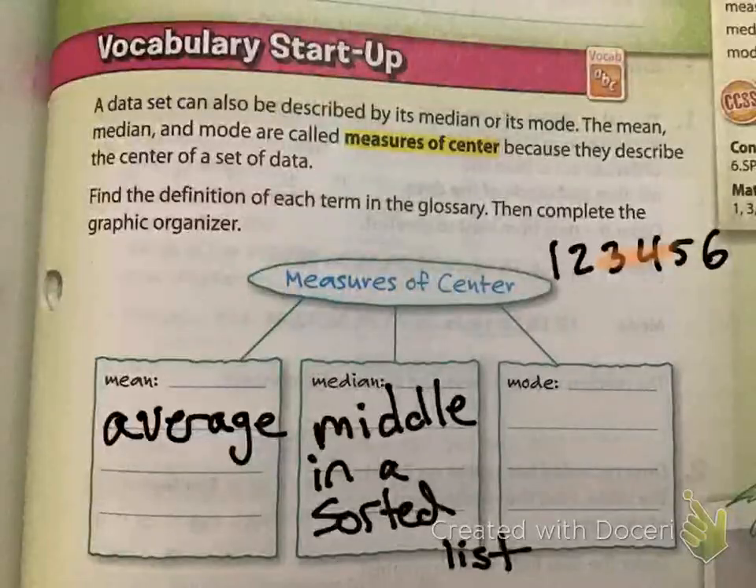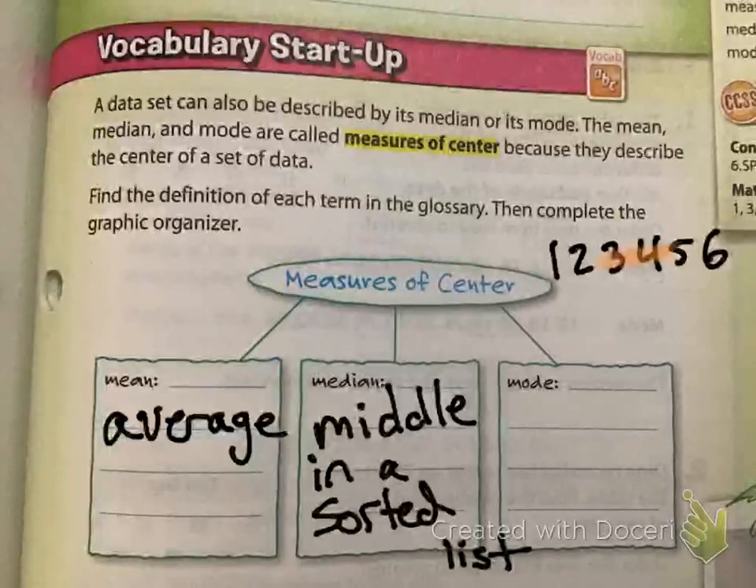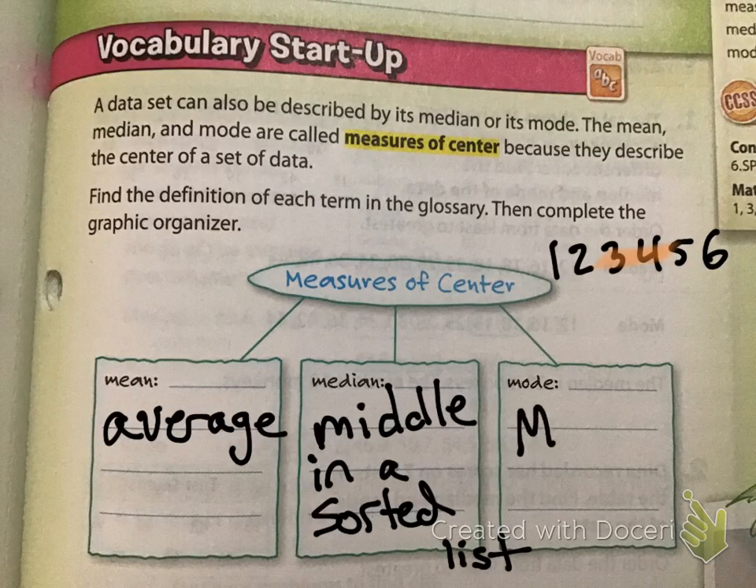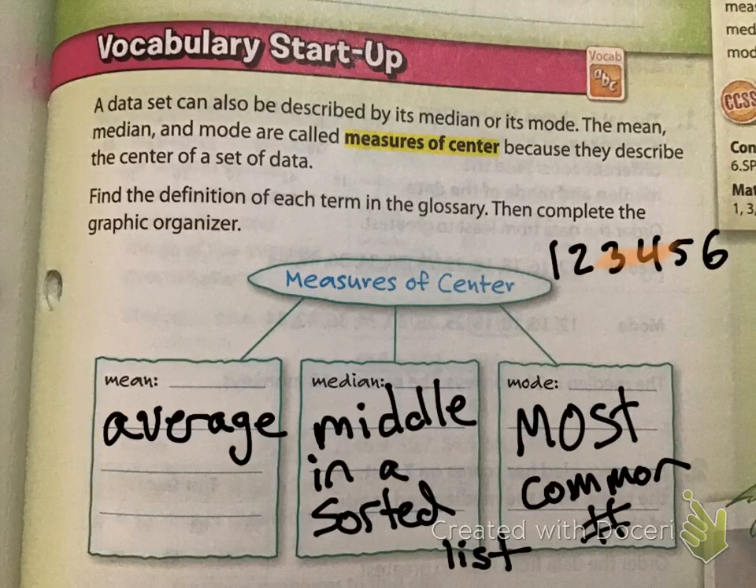Now, what do you think mode is? Who can tell me what mode is? What is mode? Like the number that appears the most? Yes. Perfect. So it's the most common number.